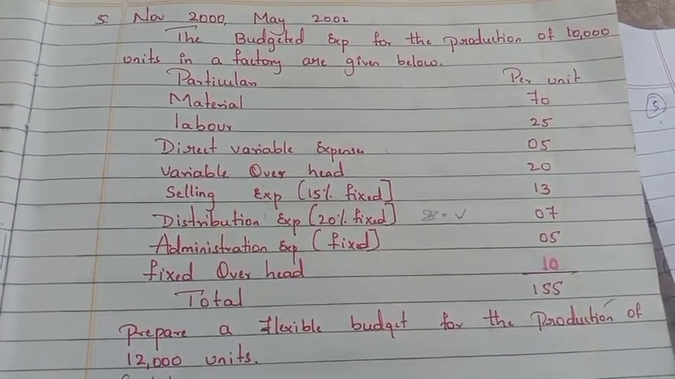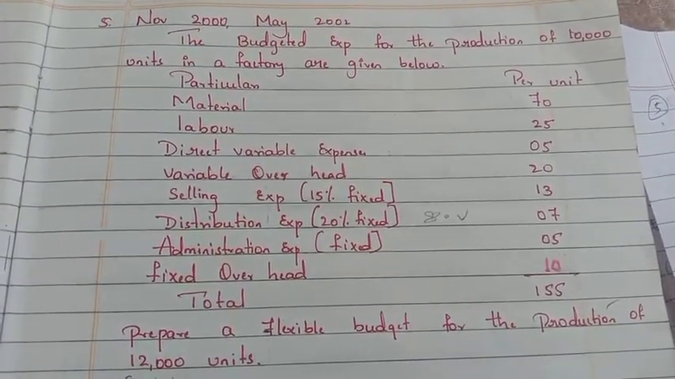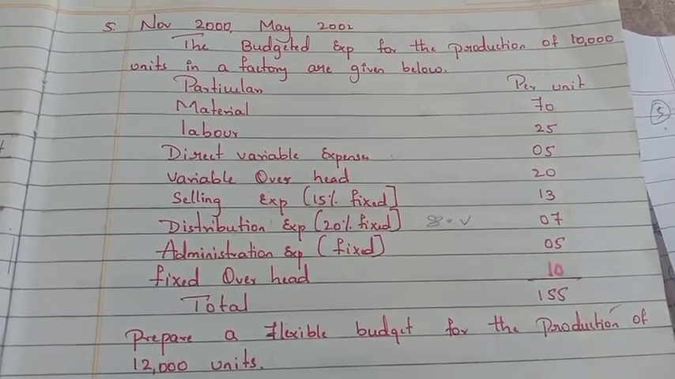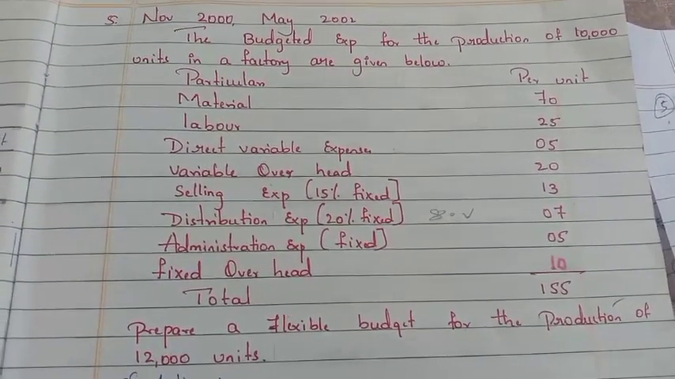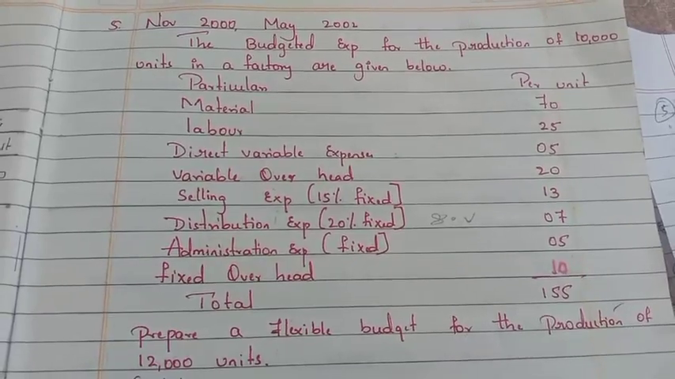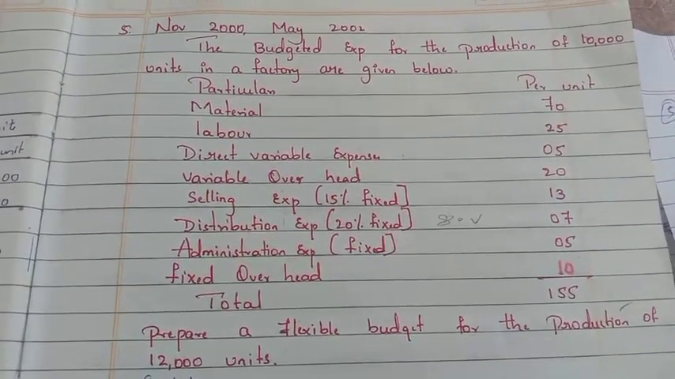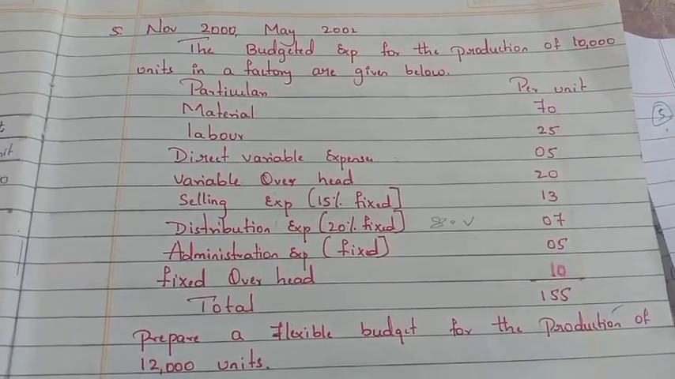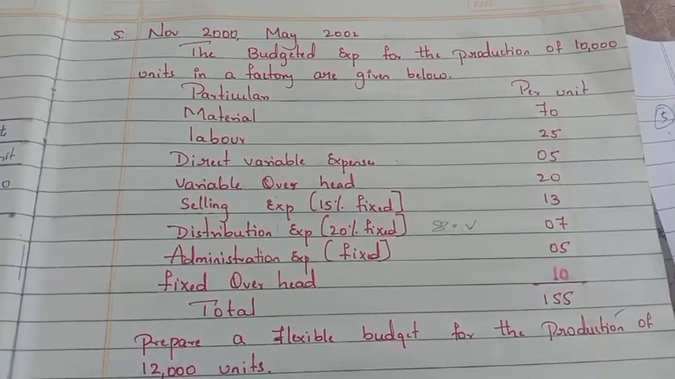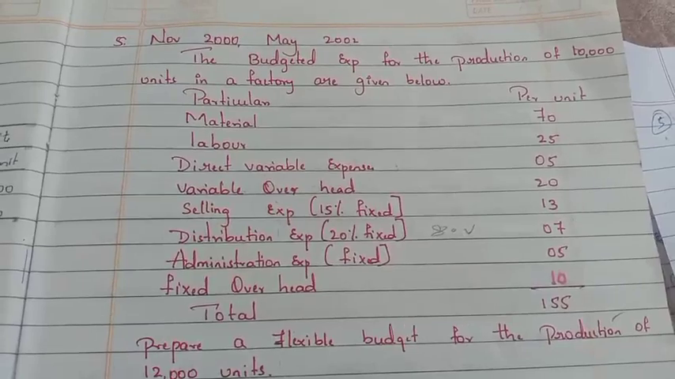Material, labor, direct variable expenses. All the three we will take to the prime cost. Always remember direct material, direct labor and direct expenses should be treated as variable. So rate is constant, amount is variable. Okay, so we have to calculate the amount.